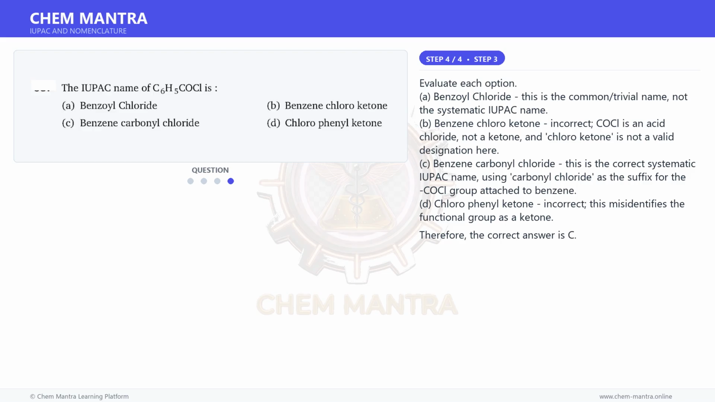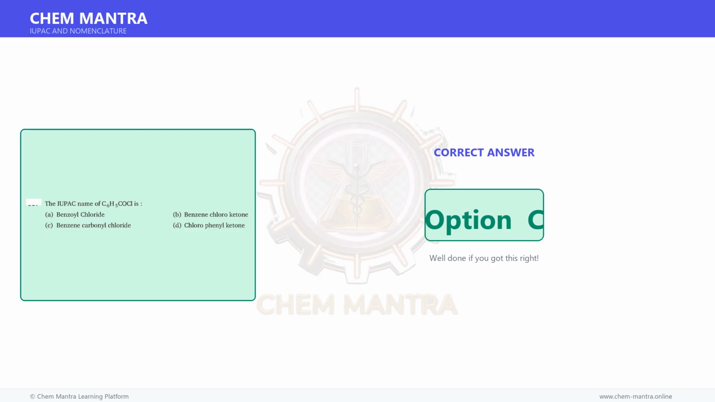C. Benzene carbonyl chloride. This is the correct systematic IUPAC name, using carbonyl chloride as the suffix for the COCl group attached to benzene. D. Chlorophenyl ketone. Incorrect. This misidentifies the functional group as a ketone. Therefore, the correct answer is option C.